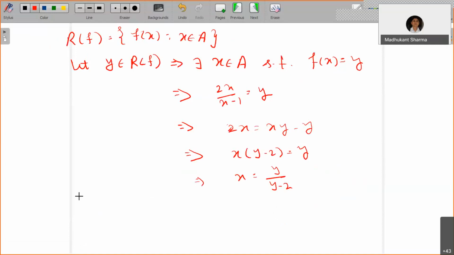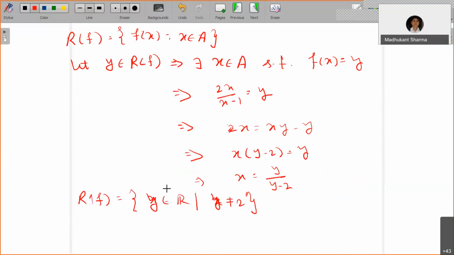So range of f is what? I must say that is going to be x belongs to R such that x does not equal 2. Or you can say y belongs to R such that y is not equal to 2. So for any y, it is defined except at 2. So this will be the range of the given function.